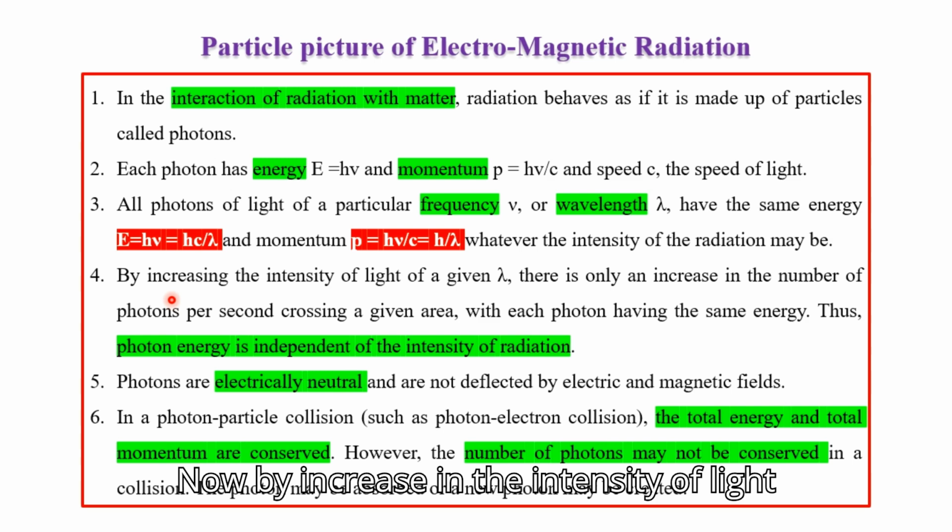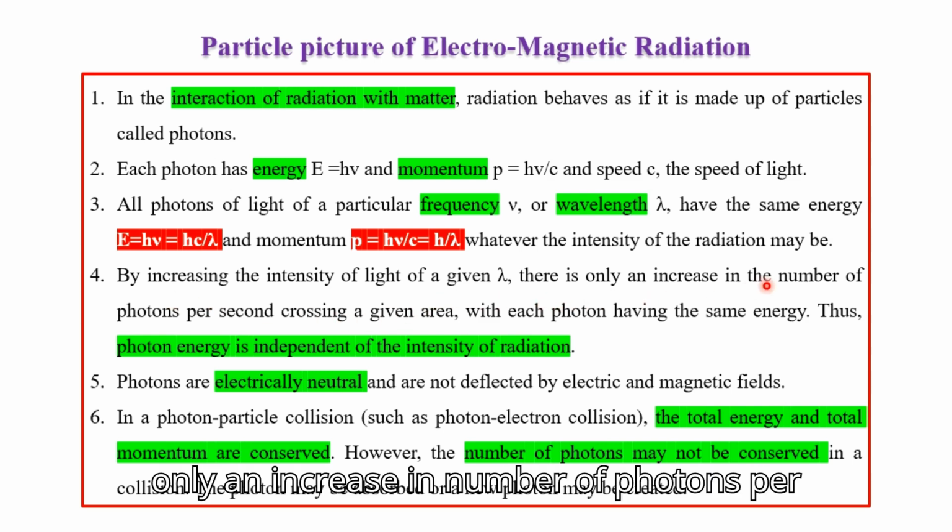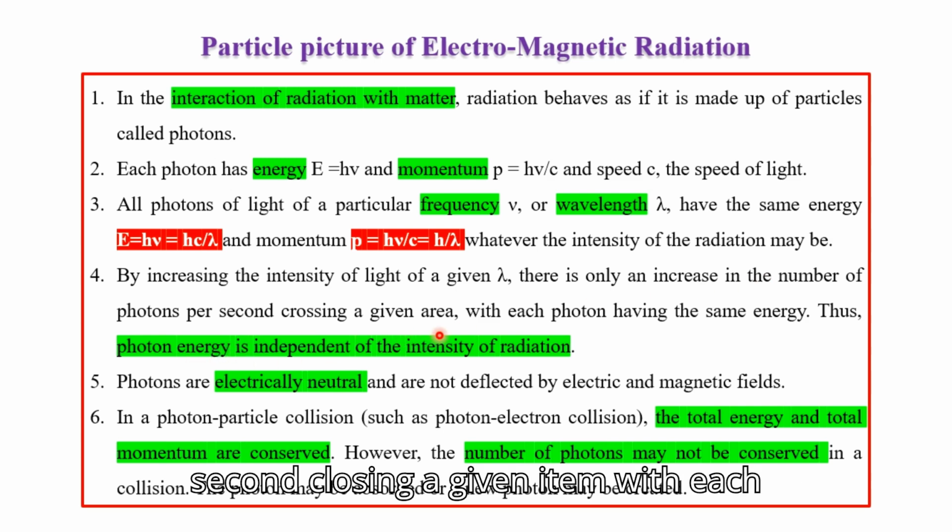Now, by increasing the intensity of light of a given lambda or frequency, there is only an increase in the number of photons per second crossing a given area, with each photon having the same energy. Thus, the photon energy is independent of the intensity of the radiation. Basically saying the same thing: it's not about the intensity of radiation, it's about the frequency of radiation. I really wish I could go into detail about this because I'm specializing in photonics, but for the scope of the discussion so far, I'm just going to limit myself here.